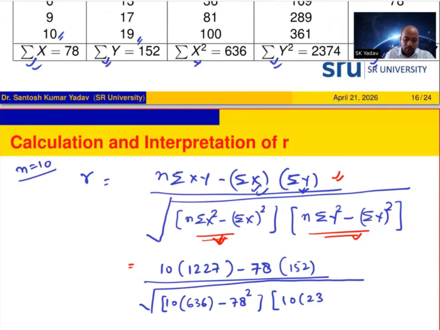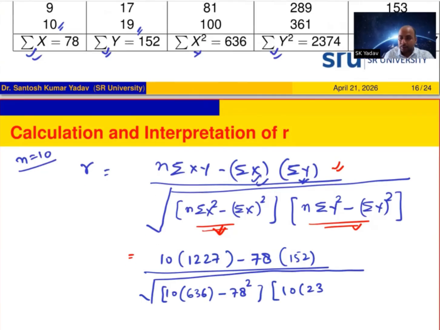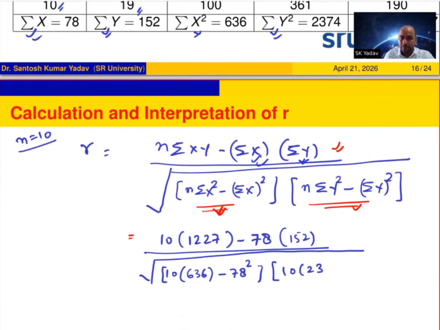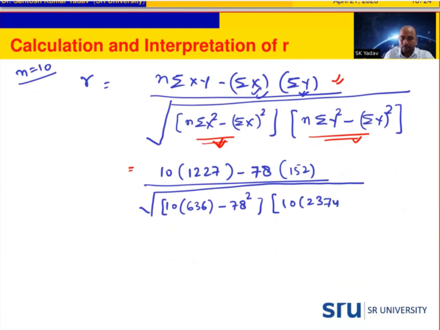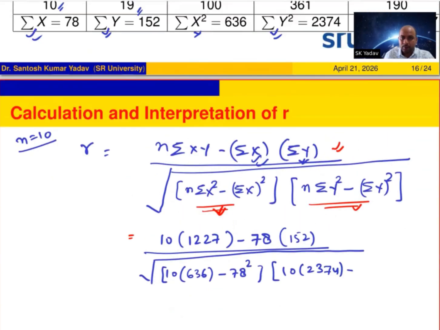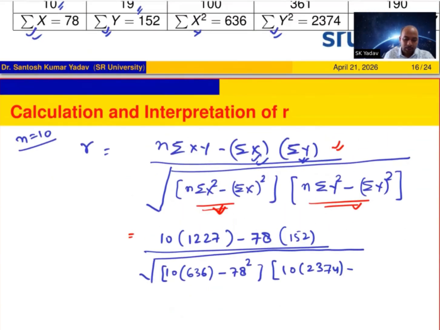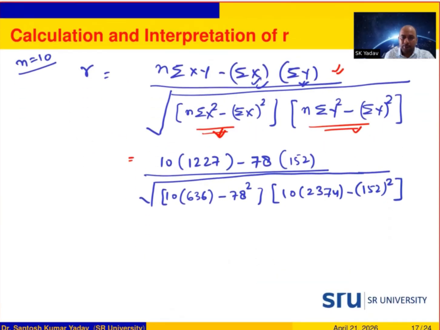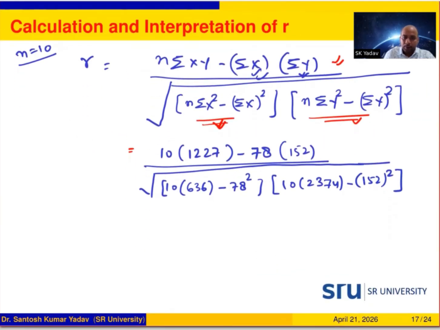So it is in one bracket, in the other bracket 10 times summation y square, which is 2374, and minus summation y whole square, and that means 152. Okay, 152 whole square. So definitely this computation you have to do in the calculator. It cannot be done manually. Okay. So after solving this, I will get 414 divided by square root of 276 into 636.